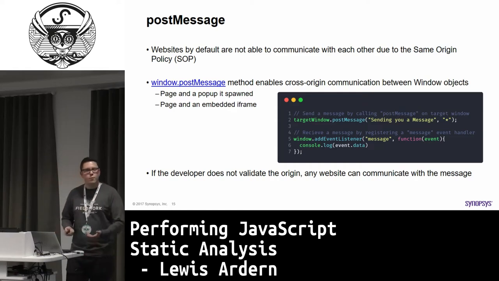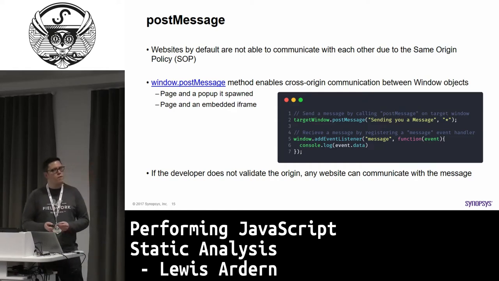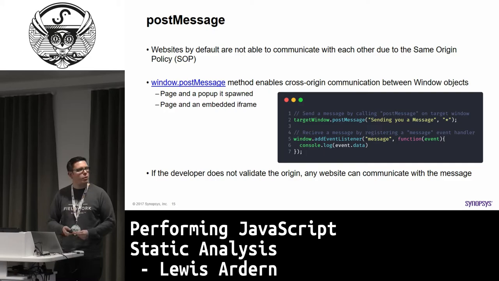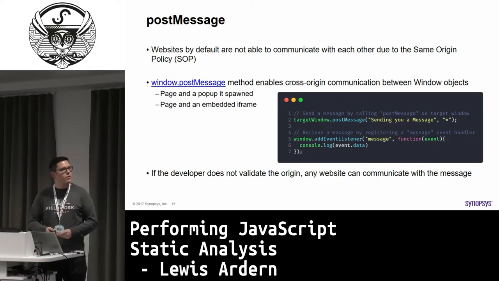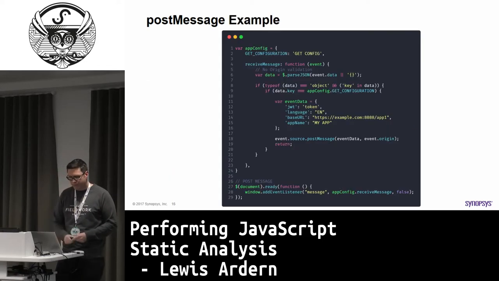Now, the security vulnerability here is that if you do not validate what origins can talk to your postMessage, it will allow you to retrieve that content or potentially communicate with it from a different origin, or an attacker.com origin, which will allow you to execute and steal things. I'm going to show you how that works in a second.